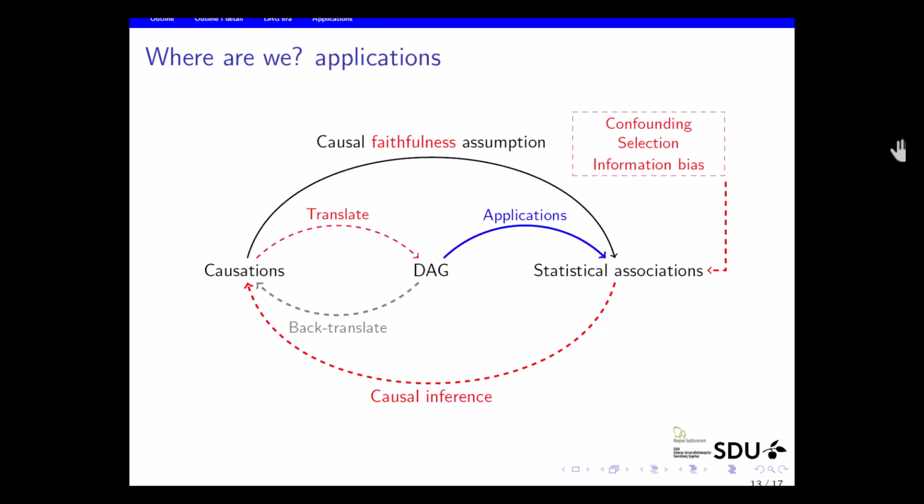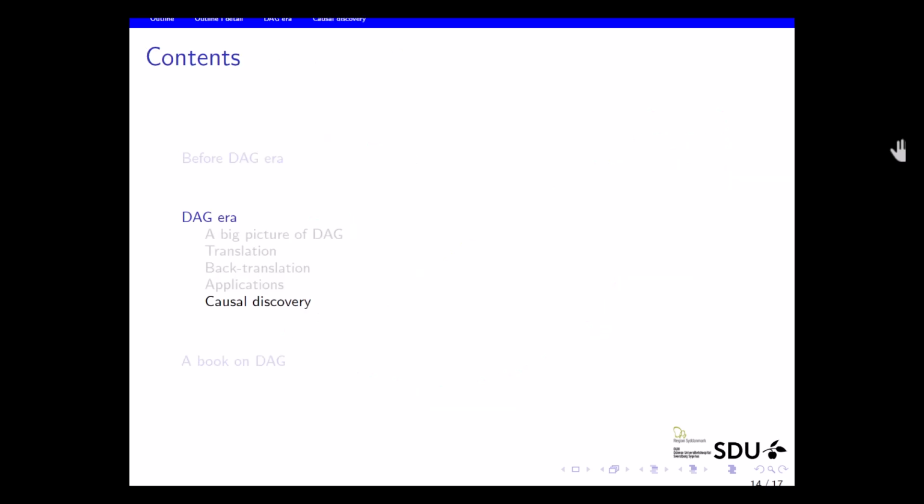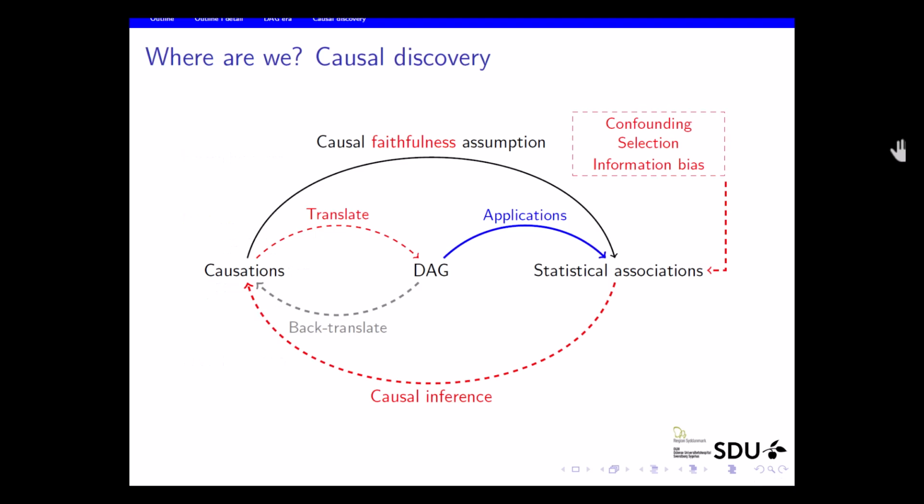Application. When a DAG is available, we can apply rules to the DAG to facilitate many tasks, such as applying the backdoor criterion to the available DAG to select variables to be adjusted. Causal discovery. Based on the observed associations, discover potential DAG reflecting the causal relation between the variables.